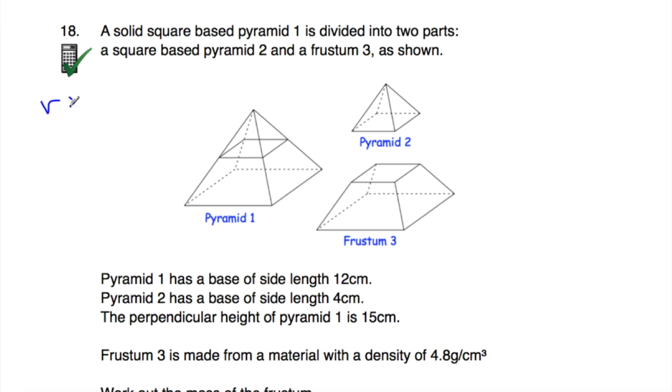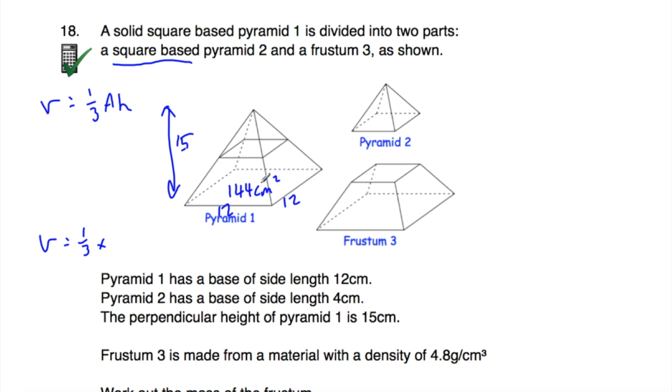Remember, the volume is equal to a third times the area of the base times the height. We're told it's a square base pyramid, so it's a square on the base, and the side length for that square is 12 centimeters. So it's 12 multiplied by 12, which is 144 centimeters squared. That's the area of the base. The pyramid has a height of 15 centimeters. So the volume is a third multiplied by 144 multiplied by 15, and that's equal to 720 centimeters cubed. So that's the volume of pyramid 1.